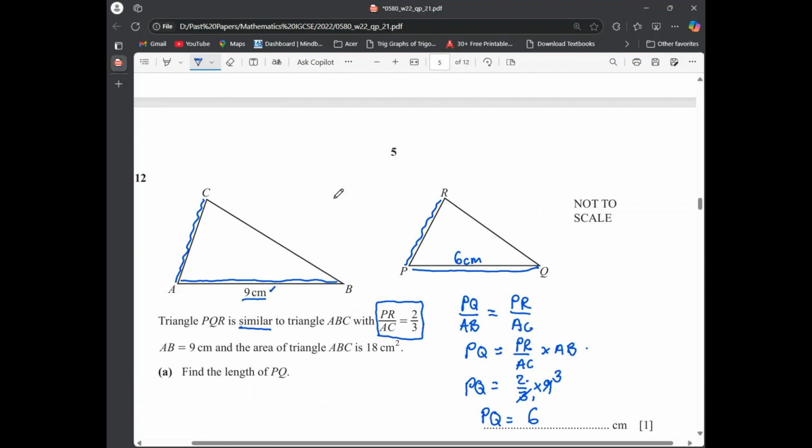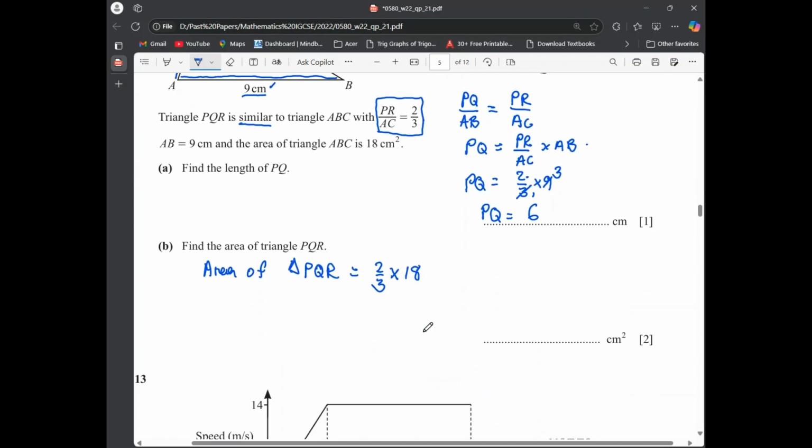Remember that when we divide, the ratios are similar as well. So if one triangle's area is 18, the other triangle's area is going to be the ratio times the area of the other triangle, 2 over 3 times 18. So that's going to be equal to 12, because 3 into 18 goes 6 times, and 2 times 6 is 12.